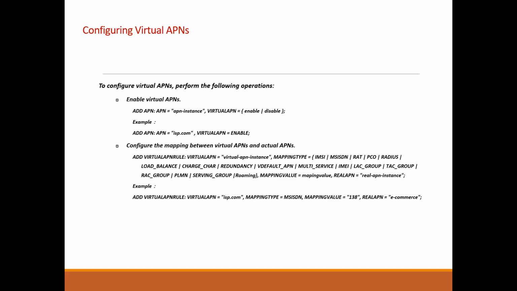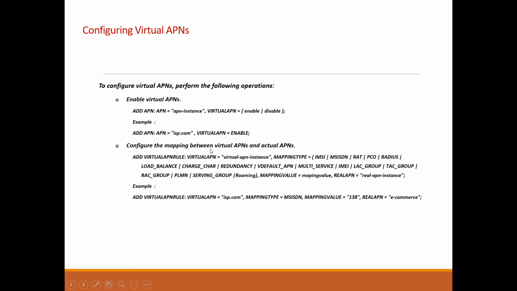Okay, so how to create a virtual APN? This is how your virtual APN is created. Enable virtual APN, add an APN, and then you specify whether this APN is a virtual APN or not. So this is an example. The APN name is isp.com and the virtual APN is init. So the GGSN is going to recognize, okay, this is not an actual APN. This is a virtual APN.